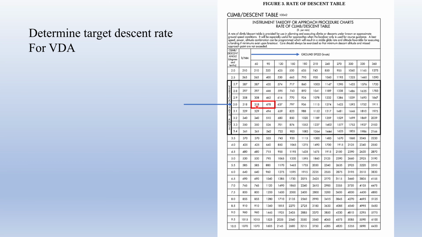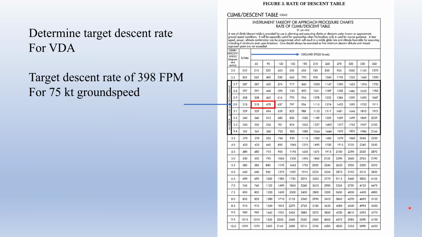So we get 318 for 60 knots and 478 for 90 knots. So we average those two together and we come out with 398 feet per minute is what we need to maintain a 3-degree visual descent angle at 75 knots of ground speed. Note that this is ground speed and not indicated airspeed. So if you have a significant headwind or tailwind, you're going to need to make an adjustment there.